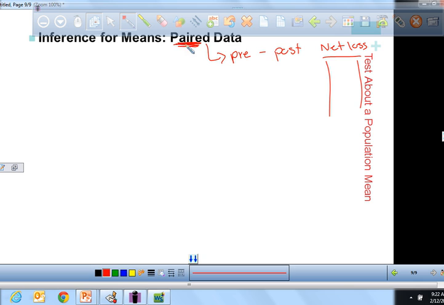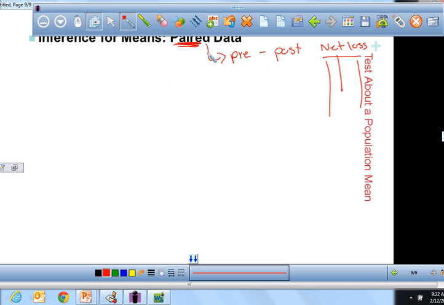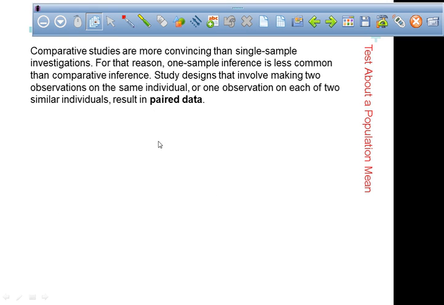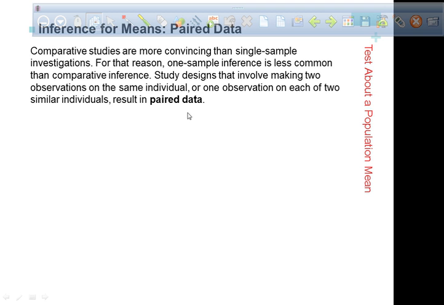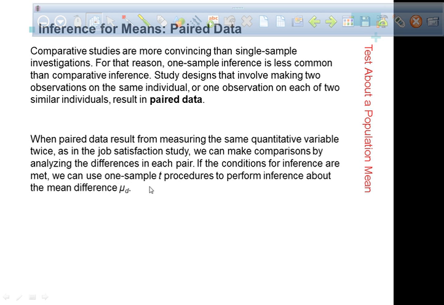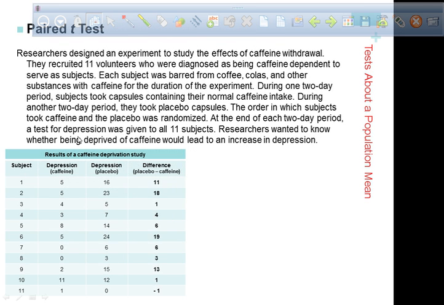It's still only one sample, because we do the testing only on the one sample after we've found some type of relationship between them. So it tells you that when we're going to do comparative studies, which are more convincing than a single sample investigation, we end up with paired data. All right, the differences are called paired t procedures. And then here is a practice problem.